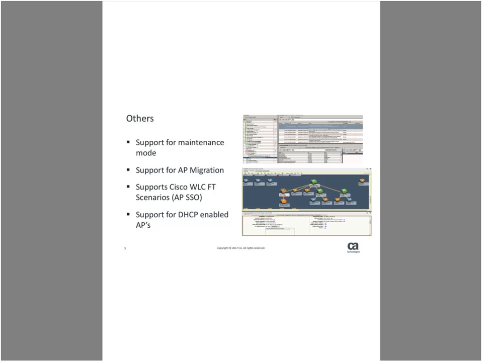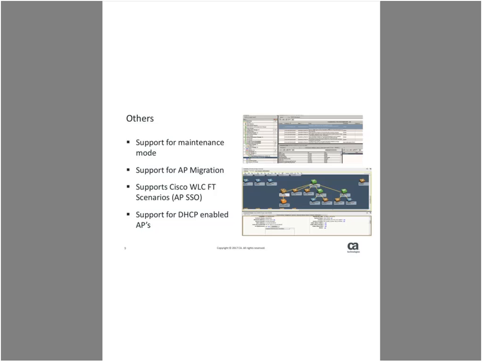The third thing is about the fault tolerance scenario. Particularly with Cisco, you have your controllers configured in fault tolerance mode, and Spectrum recognizes that, and you will see those fault tolerance scenarios supported in Spectrum. This is especially the case for access point SSO, where you can see your controllers changing role from primary to secondary, and that's where Spectrum will identify that.